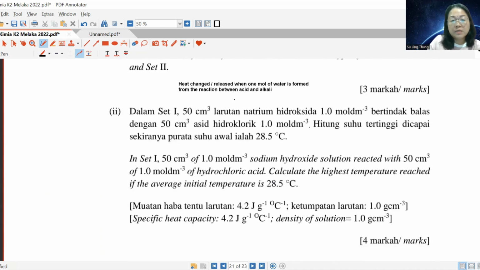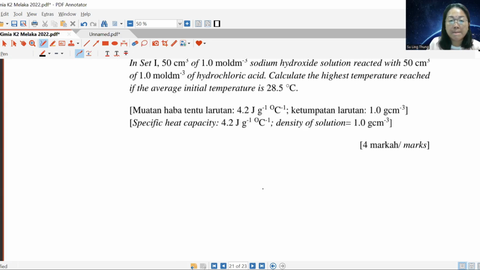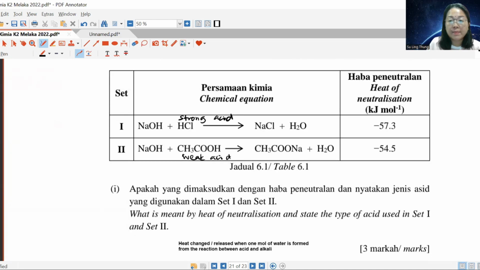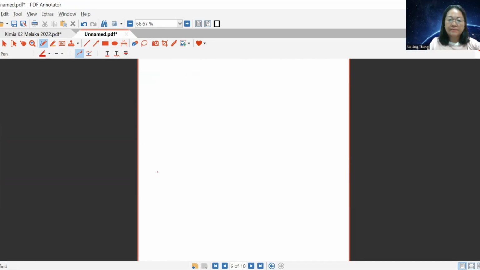Question 2: in set 1, 50 cm cube of 1 mole per dm cube sodium hydroxide solution reacted with 50 cm cube of 1 mole per dm cube hydrochloric acid. Calculate the highest temperature reached if the average initial temperature is 28.5 degrees Celsius. So from set 1, we are given negative 57.3. Let's jot down all the details for question 11.